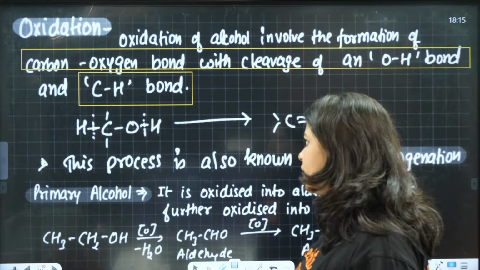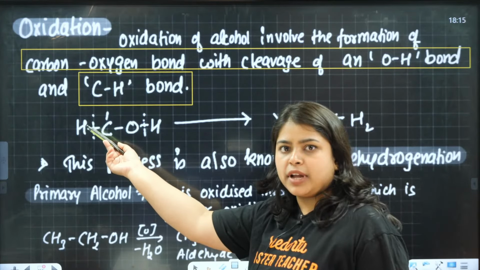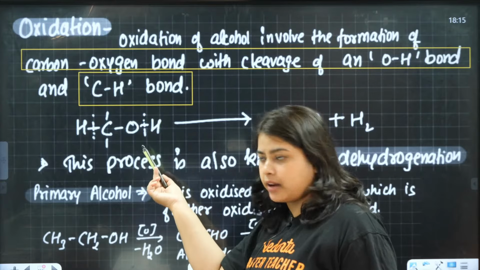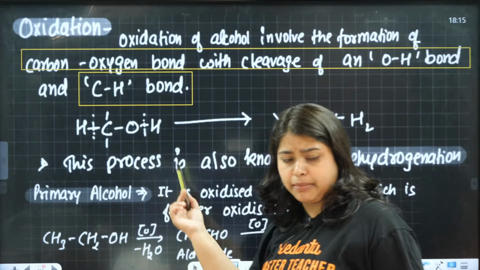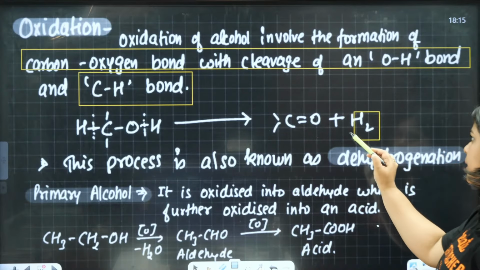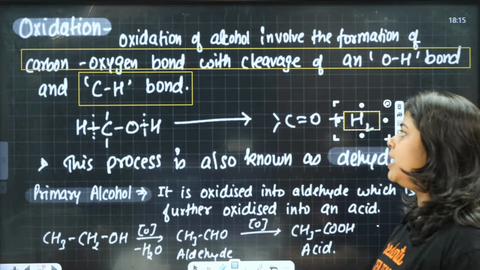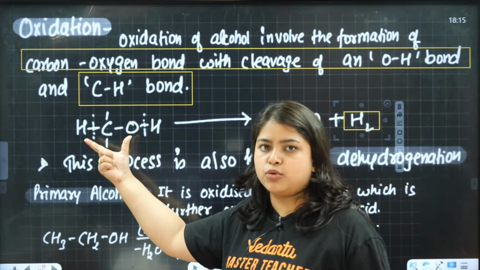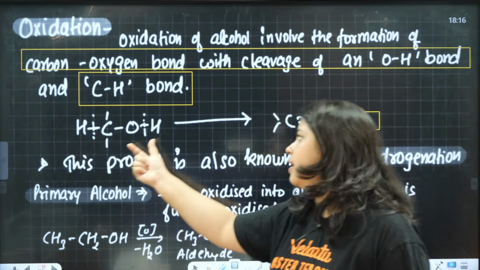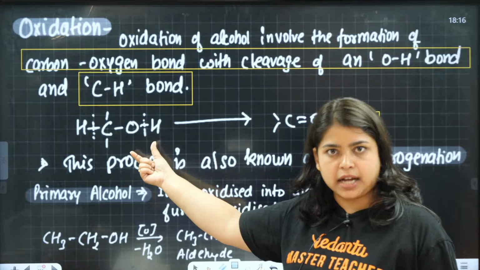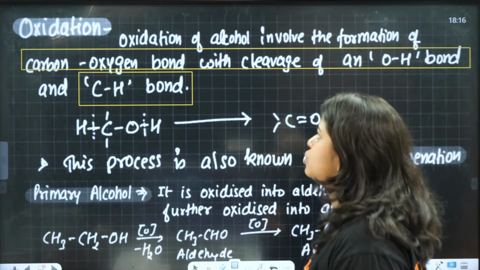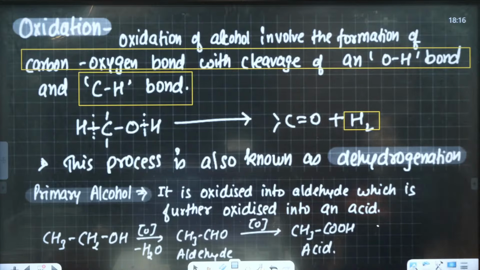So very simple here. The H bond and the carbon bond break, and again here the OH bond is getting broken. Bond breaking means H2 is forming. So removal of hydrogens is done here. One hydrogen breaks from here, one hydrogen breaks from OH, and it will form H2. Clear? That is how oxidation is done.